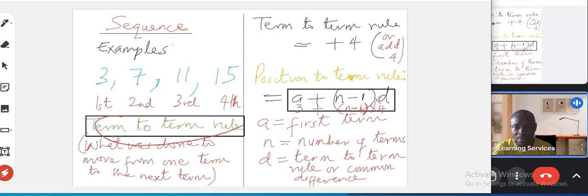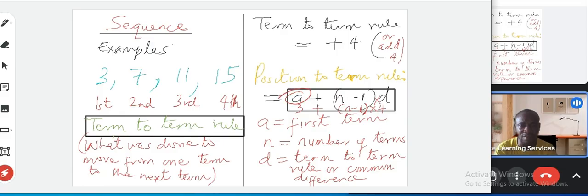Now that's the term to term rule. Add 4, which of course is the common difference. Add 4 or plus 4. But for the position to term rule, you need a formula. The formula is a plus, open a bracket, n minus 1, close the bracket, times d. And I said a stands for the first term. N stands for the number of terms, right? D stands for the term to term rule or the common difference.